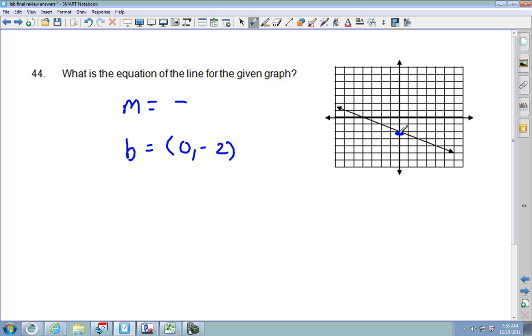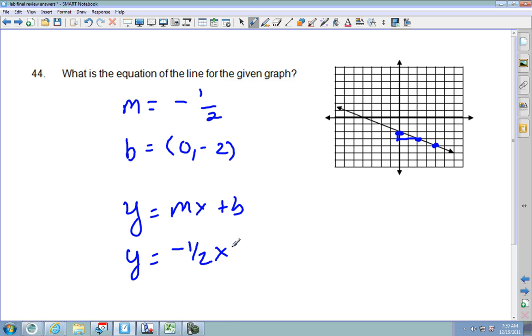Now, let's go. How do we go to the next point? If I go down 1 and to the right 1, is that on the line? Nope, not quite. But if I go down 1 and over 2, ding, ding. Let's test it again. Down 1 and over to the right 2. Yes. 1 over 2. There is my slope. So we have y equals mx plus b. Y equals -1/2 x minus 2.